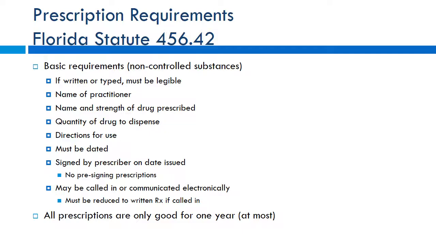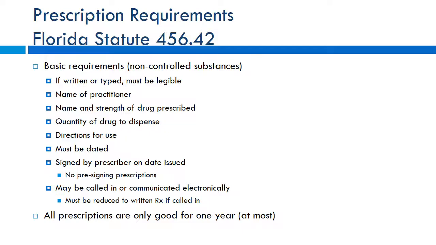It has to include the name of the practitioner, so we know who's writing for it. It needs to have the name and the strength of the drug prescribed. Again, probably pretty straightforward. The quantity of drug to dispense, and what you're writing for should match what the quantity is. So if you're writing for something that's given twice a day, and they're going to be receiving it month after month, write for a quantity of 60, right? A quantity of 30 would initiate a phone call because, well, is this actually right, or are you only trying to do this for half a month?